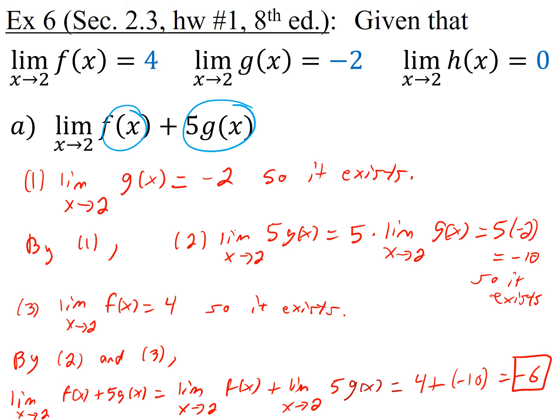Pretty straightforward, just a couple of steps. You have to take care of the 5g first before you do the sum limit law. So use the number in front limit law and then the sum limit law for that one. All right, let's go ahead and try part B.